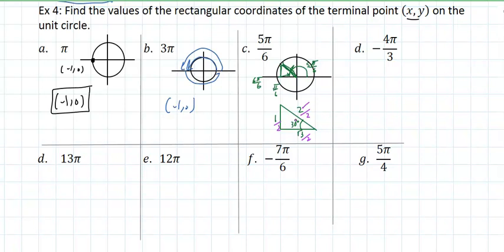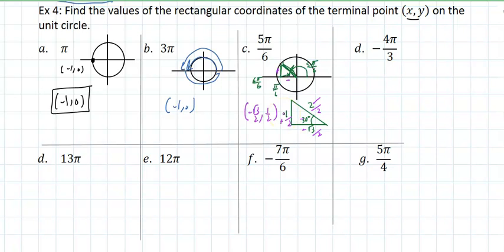And what am I looking for? I'm looking for the x and the y. Isn't the x the cosine? What's the cosine of this angle? The adjacent. And remember, in this quadrant, x is negative and y is positive. So in this case, cosine is negative radical 3 over 2, and sine is 1/2.